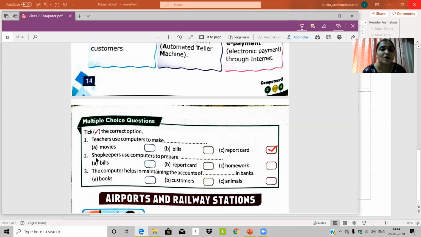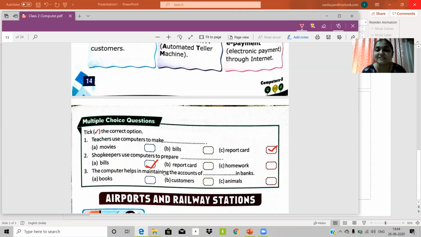Those who have the book, they can do it in their book. Okay. Next, shopkeepers use computers to prepare. Shopkeeper, remember? DMart person. Shopkeepers use computers to prepare bills, report card, homework. Shopkeeper gives you homework? No. Shopkeepers prepare your report card? No. Shopkeepers prepare bill? Yes. So, yes, this is correct.